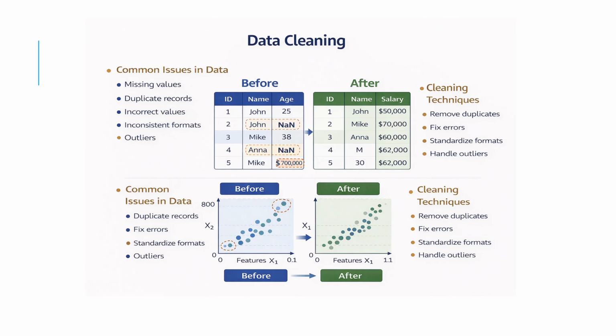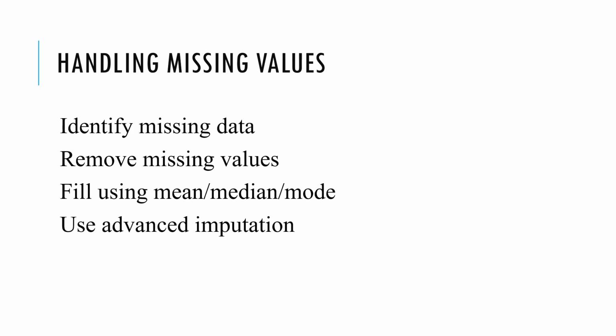Outliers are extreme values that are very different from the rest of the data, and these can distort the model and need to be handled carefully. In the real world, data cleaning is often the most time consuming step. So always remember, clean data is the foundation of a good machine learning model. Data cleaning is very important, and then we do the handling of missing values. The most important step is handling of missing values.